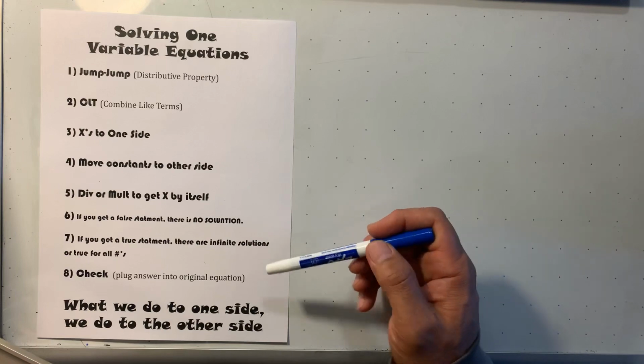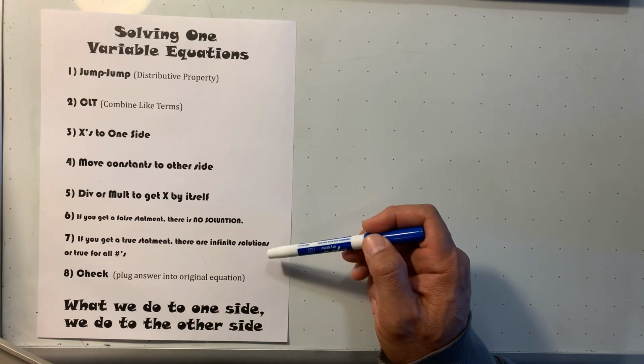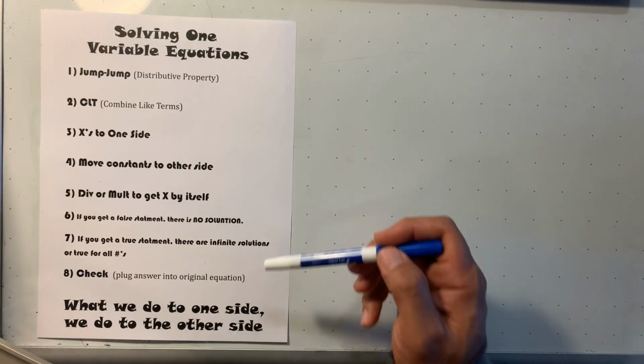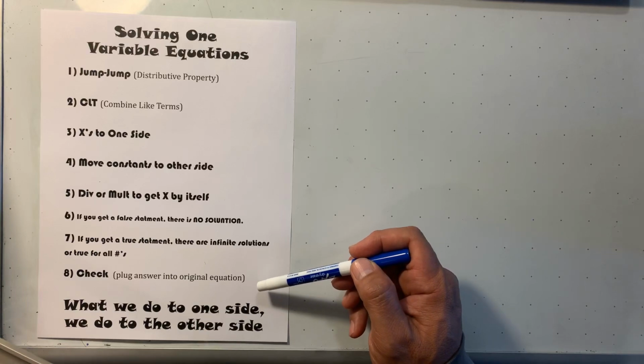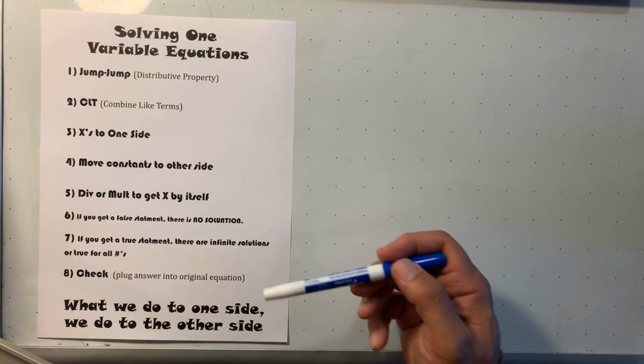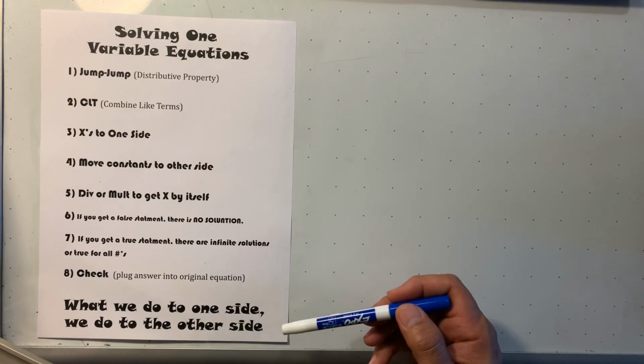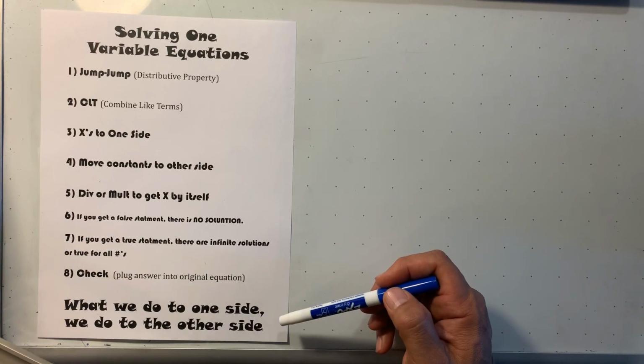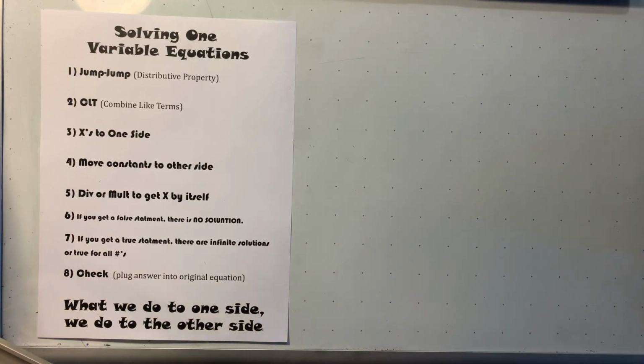And then there's three things that can happen. You can either get no solution, you can get true for all numbers, or what's going to happen most of the time is you're going to get an answer that you're going to want to check to make sure you got it right. Now keep in mind, the golden rule for solving equations is what you do to one side, you always got to do to the other side so you can keep the balance in order.